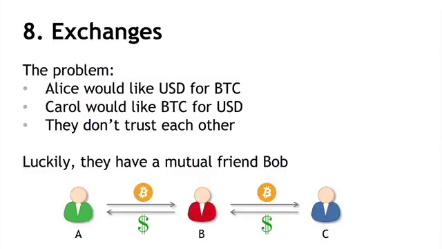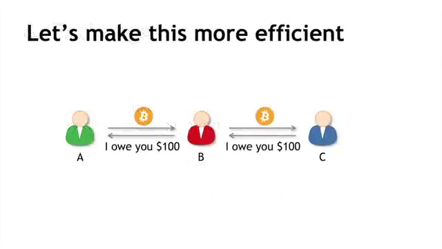But this still seems to have a lot of limitations because they need to have this mutual friend with each other. What if they're on opposite sides of the world? So here's how we can solve that. First of all, we can make this a bit more efficient. Instead of calling this a transaction where Alice sends Bob bitcoins and Bob sends US dollars back to Alice, what we can say is that Bob simply sends Alice some kind of digital token representing the fact that he now owes her some amount of money, let's say $100.